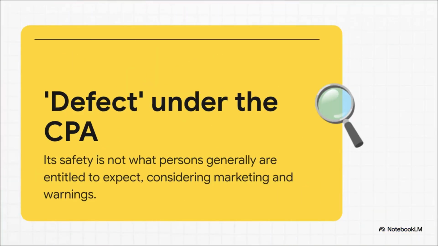So, under the CPA, everything hangs on this single word, defect. So what is it? Well, the Act says a product is defective if its safety isn't what people are generally entitled to expect. And that wording is key. It's not about what you personally expected, it's an objective test. It's about what society as a whole thinks is a reasonable level of safety, taking everything into account from the adverts to the warnings on the box.